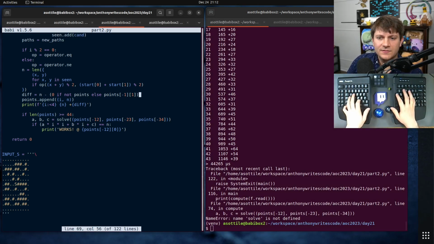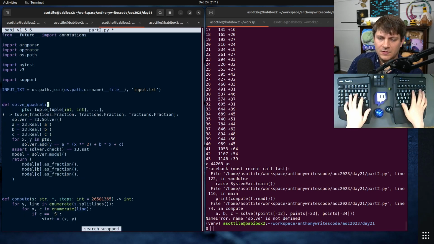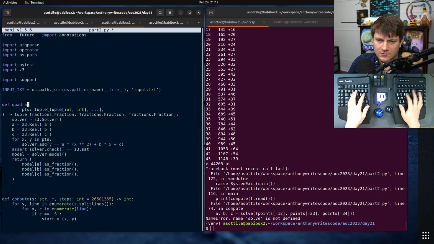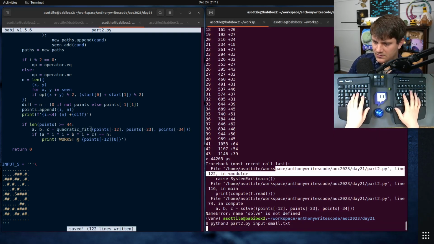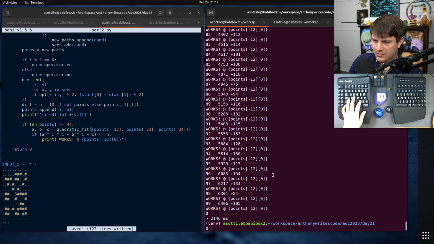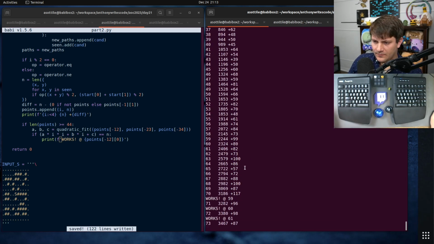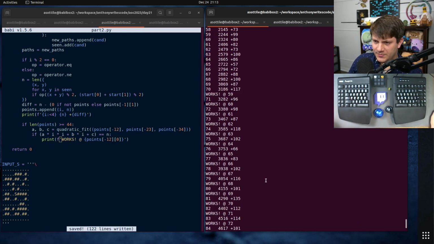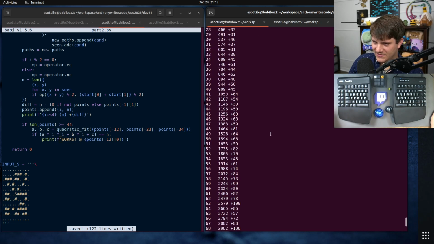Solve is not defined. What did I call it? Solve. Quadratic. Oh, I forgot to put in a little S string there. Okay, so it starts being able to predict it after 59? Seems not what I expect.